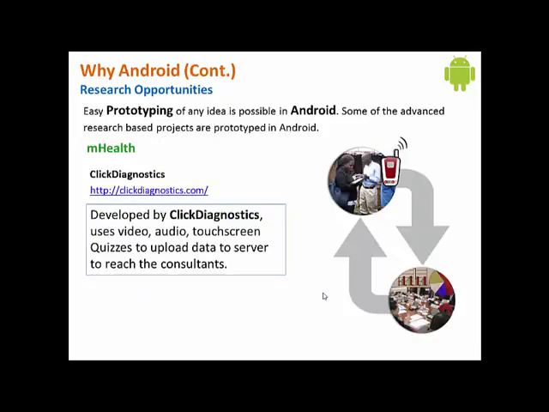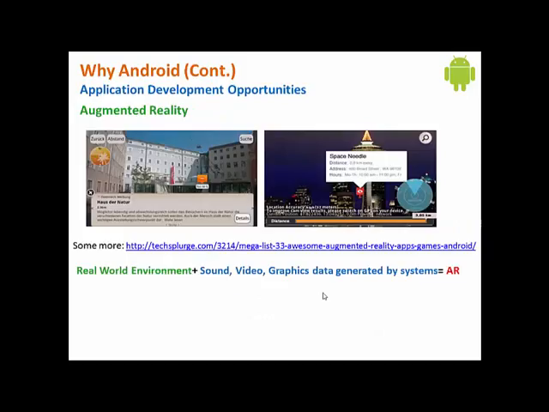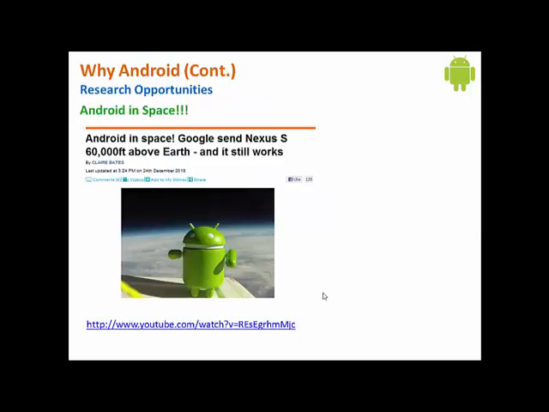Some other good things in Android: you can have a lot of applications. You can also integrate Android with a board called Arduino, with which you can control any embedded things. Augmented reality is helpful to discover an object which you cannot even see, but you can see it using Android. Of course, Android is now in space, because a satellite is carrying something which supports Android.